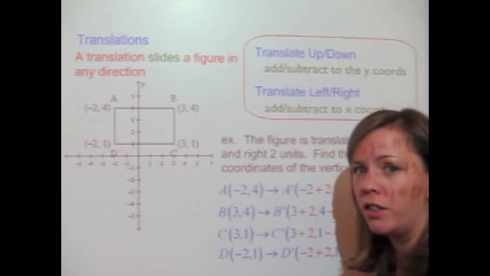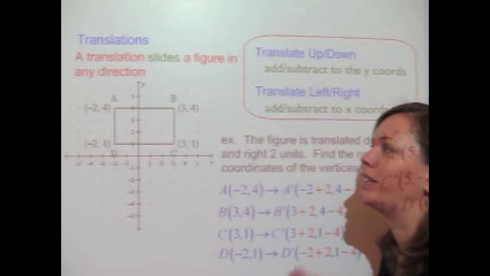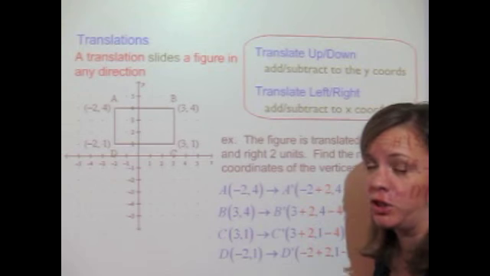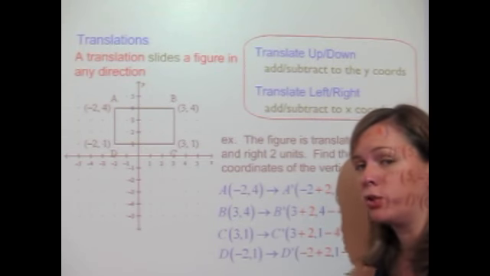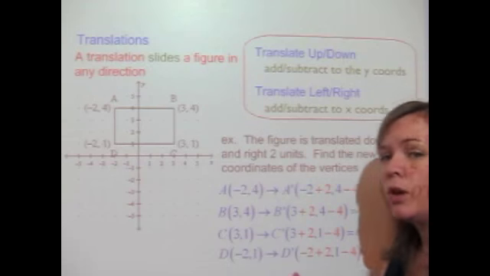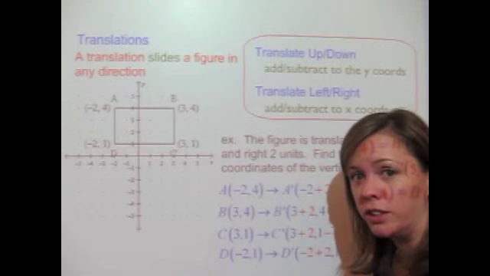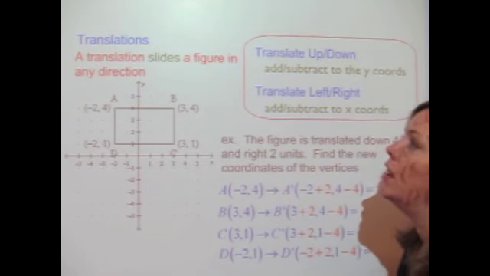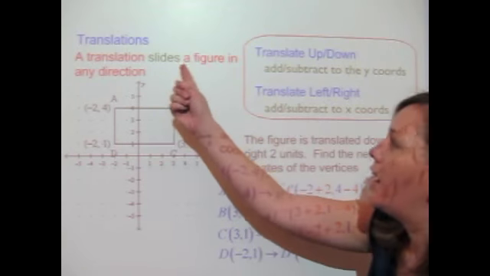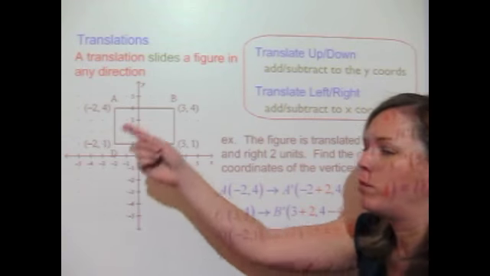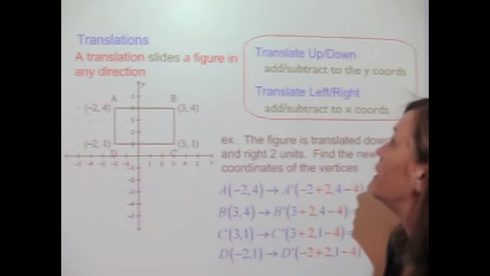All right, another part of working in the coordinate plane is translations. There are 4 different transformations you need to be familiar with: the translation, the rotation, the dilation, and the reflection. So we're going to go over all 4 of those. A translation slides a figure in any direction. So you can take a figure like this, slide it left, right, up, down, whatever.